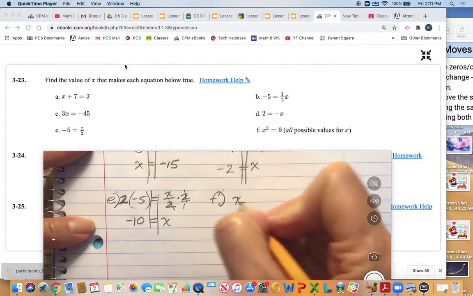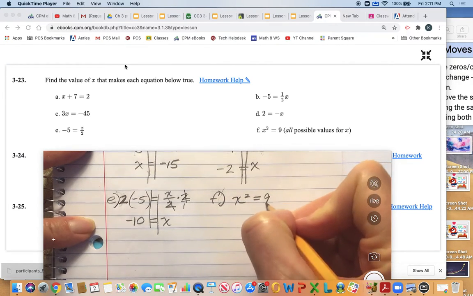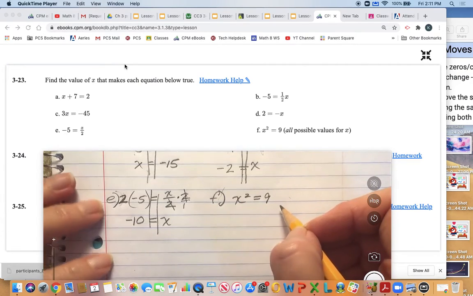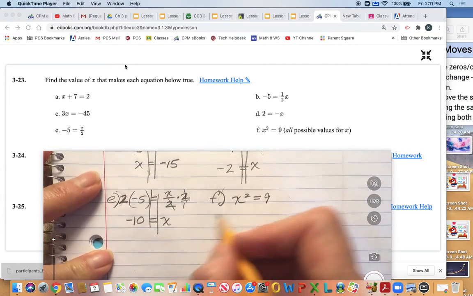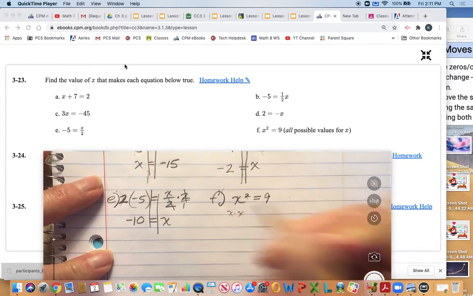This problem is x squared is equal to 9. And they remind us that it's for all possible values of x. So what do they mean by that? Well, let's find the most obvious answer first. So we know that x squared is really x times x.